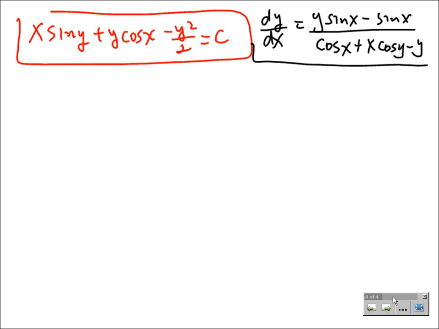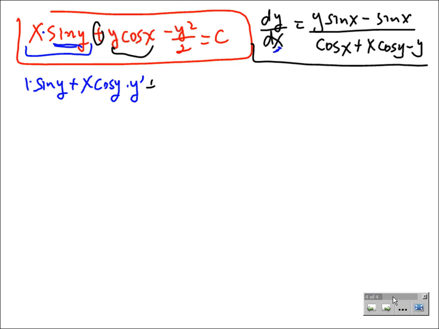So we're taking the derivative with respect to x. Every time you take a derivative of a y term, you get dy/dx. This is a product. So I take the derivative of the first, which is 1, times the second, plus the first, which is x, times the derivative of the second. The derivative of sine of any angle is cosine of that angle times the derivative of the angle, which is dy/dx or y prime. That is the derivative of the first term, plus the derivative of the second term.